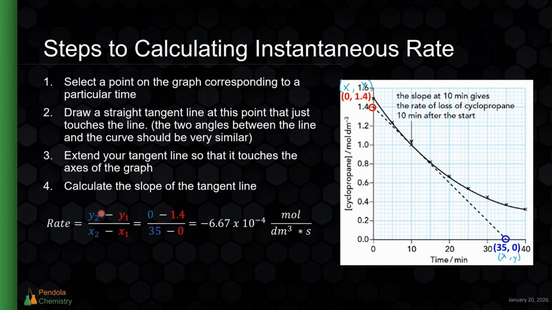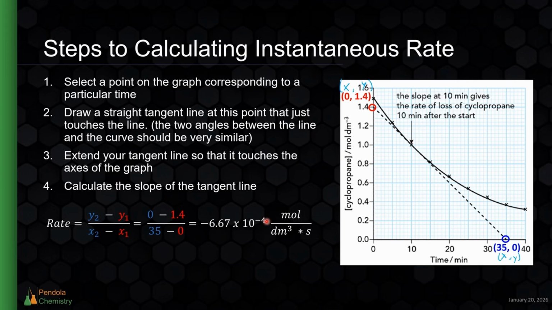So we're going to do the difference in the y-coordinates over the difference in the x-coordinates, keeping in mind which one's x2 and y2 and which is x1 and y1. So here, if we make the blue one y2, that's going to be 0. And y1 is going to be 1.4. And then x2 is going to be 35. And x1 is going to be 0. So we do 0 minus 1.4 over 35 minus 0. That's negative 1.4 over 35. Or, roughly, negative 6.67 times 10 to the negative 4 moles per cubic decimeter per second.